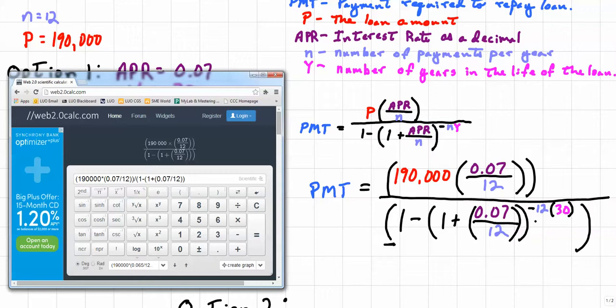But I want to make sure that this exponent right here, the negative 12 times 30, gets applied to this whole expression, 1 plus 0.07 divided by 12, to the 12th power.